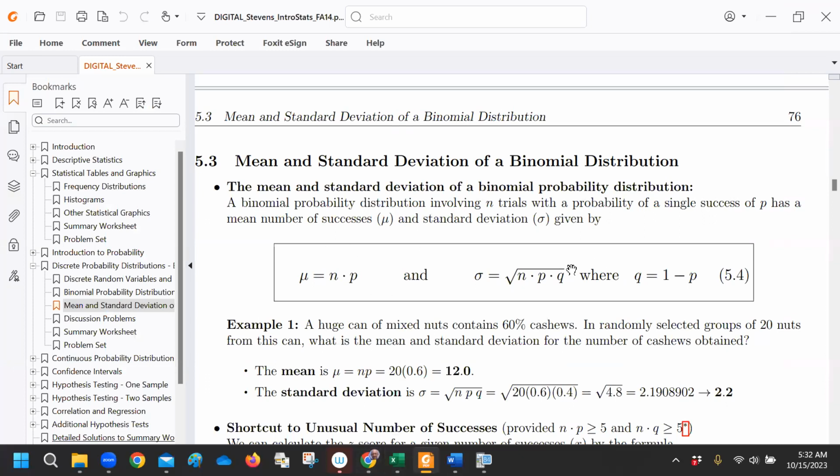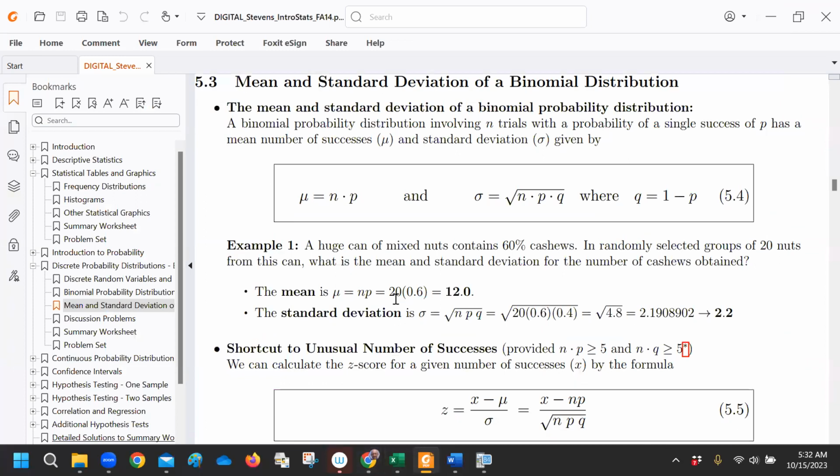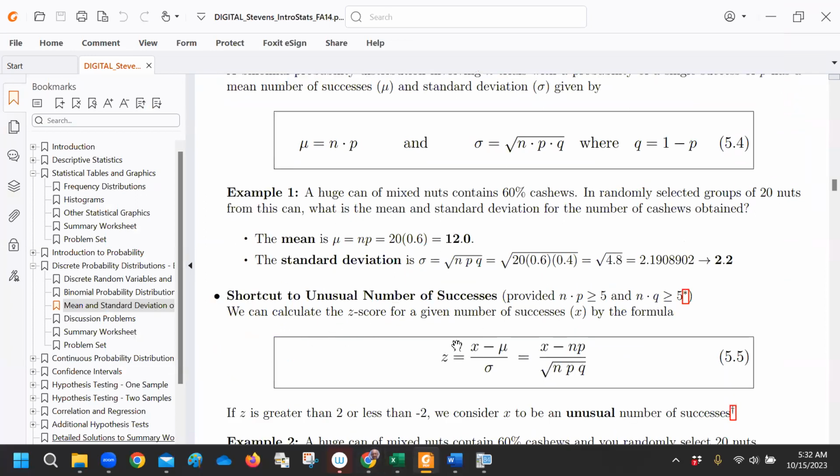Dr. Stevens gives you the formulas right there, so they're not bad to use. He tells you this is a shortcut to unusual successes, and he's just using a z-score calculation. Those same two z-scores, more than two standard deviations in either direction, we consider to be an outlier or an unusual result. Okay.